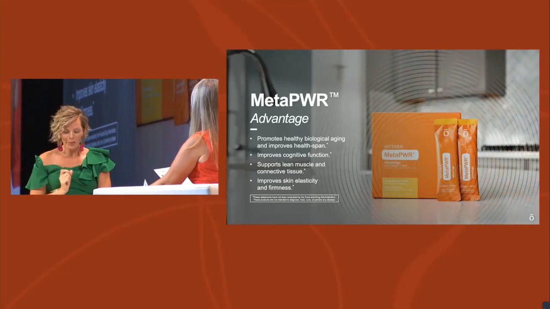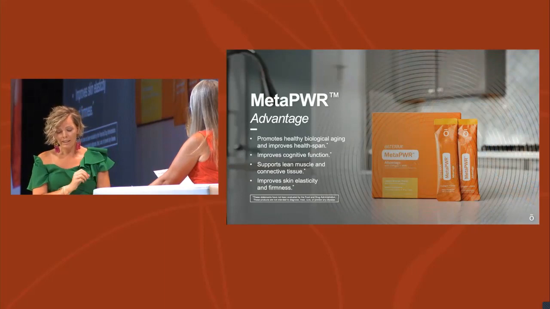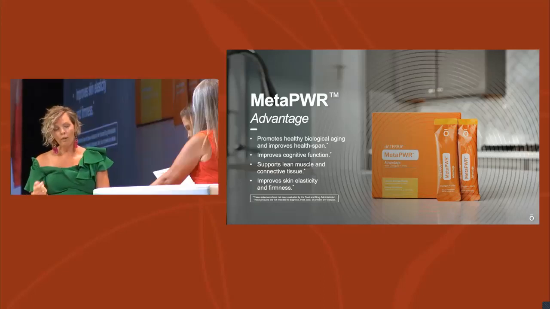So here it is. The third step in the MetaPWR system combines the power of marine collagen, NMN, and 10 other ingredients to target cellular integrity and health span. It is a powerhouse, and it tastes delicious. This product can replace vital collagen and support natural production of NAD+ in your body, helping you slow down the signs of aging from inside and out. The result is slower biological aging, firmer, more elastic skin, improved cognitive function, right, Letty, that was on your list, more lean muscle and connective tissue, and more.